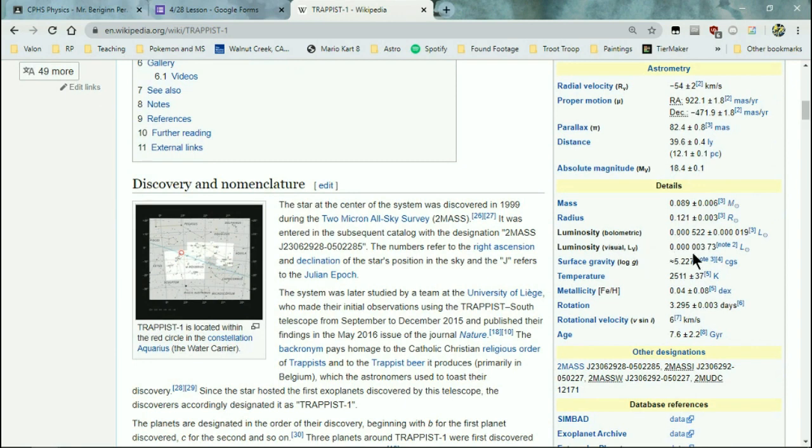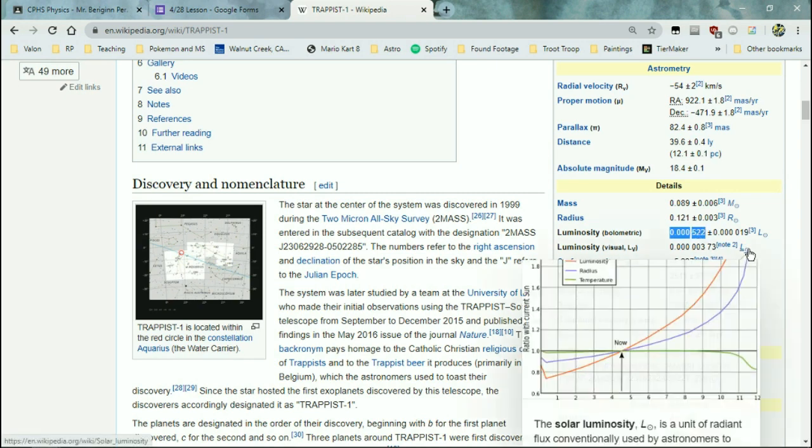Okay, so you might wonder what the difference is between these two luminosities. The difference here is basically that this luminosity, because it's visual, is how much visible light it is actually emitting compared to the sun, whereas this is how much total light it is emitting. And remember, the circle with a dot in it is the symbol for the sun.